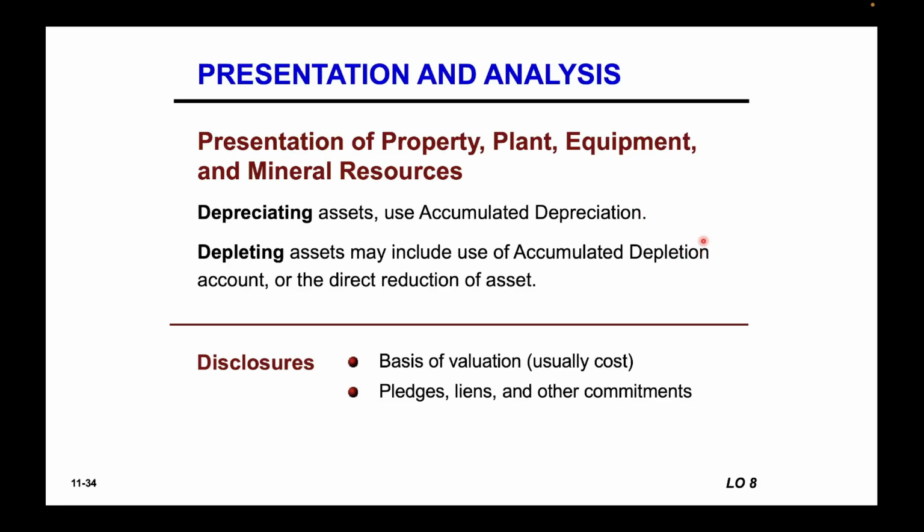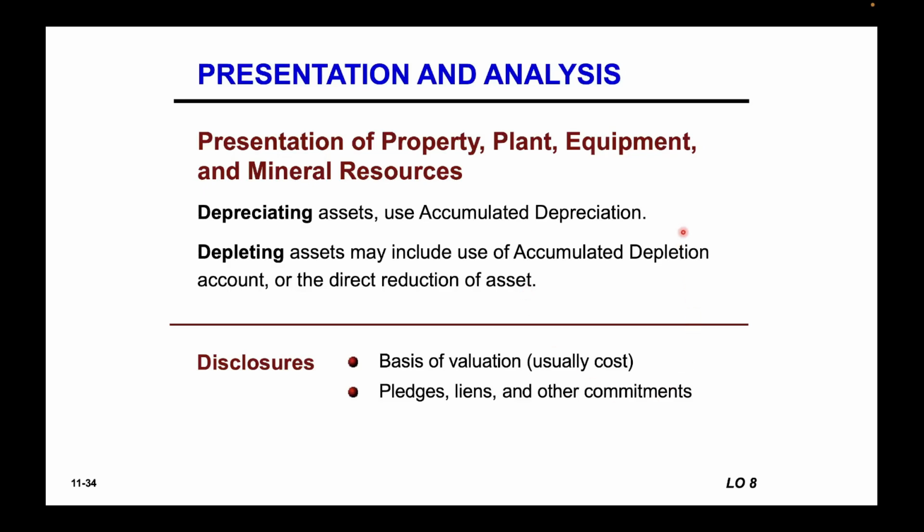On the other hand, depleting assets such as mineral resources may be presented in one of two ways. Some companies use an accumulated depletion account to show the reductions in value as the resource is extracted. Alternatively, the depletion may be recorded through direct reductions of the asset's carrying amount on the balance sheet.